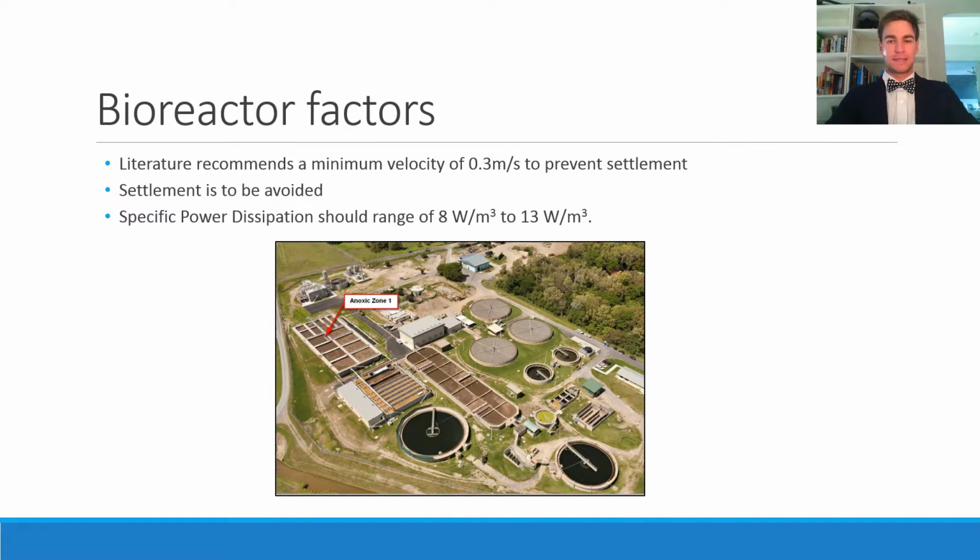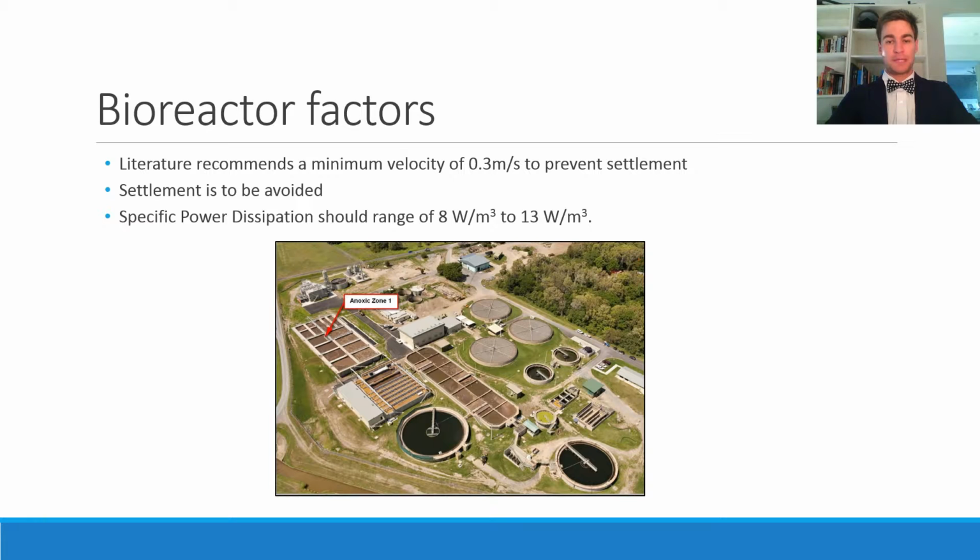One of the key factors that influences the performance of a bioreactor is the velocity of the fluid. If the velocity is too low, this may result in settlement of microorganisms, which would be detrimental to the bioreactor's ability to break down nitrogen and phosphorus compounds. The requirements of velocity for activated sludge processes have been extensively researched by the wastewater industry. It is recommended that a minimum velocity of 0.3 meters per second be achieved.